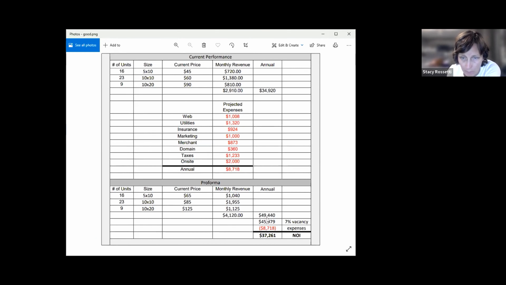So they should be making 49,440, so almost 50 grand, minus their 7% vacancy, right? Very important to know what the vacancy is. So they've minused out the vacancy here, and then they've also minused out the expenses. So the NOI is 37,261. All right, so that's the NOI this is what the wholesaler gave the student.